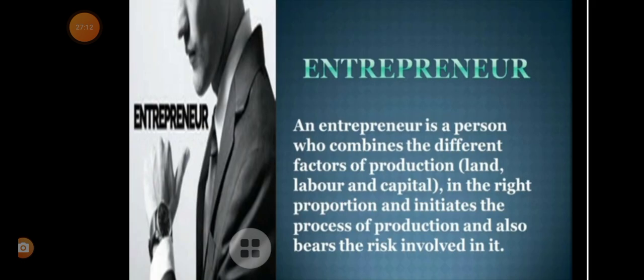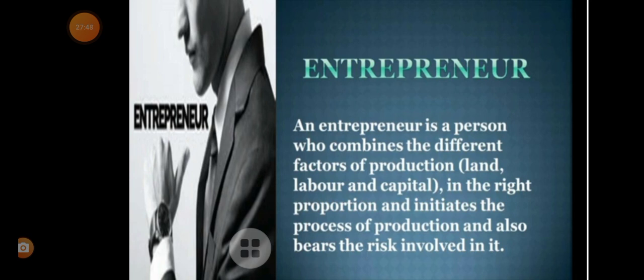Okay, so the next topic is entrepreneur. So entrepreneur is nothing but a businessman. Okay, a person who involves in business, they are called entrepreneur. An entrepreneur is a person who combines the different factors of production, land, labor and capital in the right proportion. So entrepreneur, they combine different factors of production such as land, labor and capital in right proportion and initiates the process of production and also bears the risks involved in it.